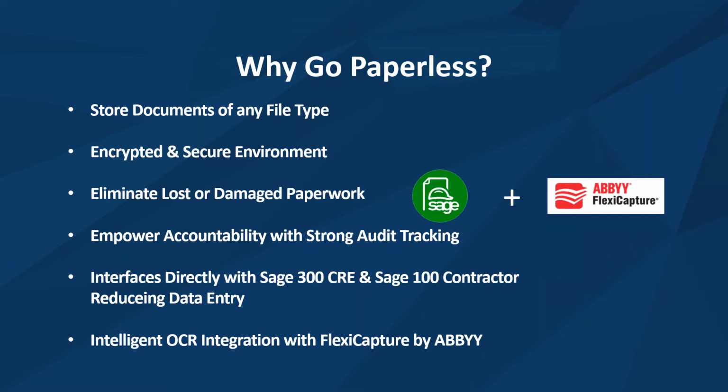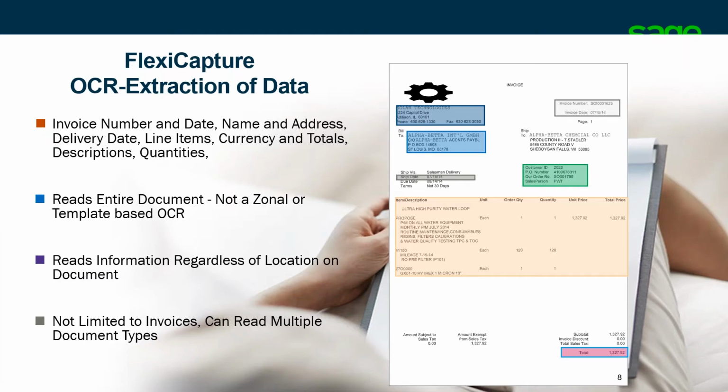All right. So as I suggested, FlexiCapture is that OCR technology that will allow you to automate the capture of information from your documents. FlexiCapture is a tried and true software that has been around for well over 10 years and now integrates with your Sage accounting system. So what you see here is a sample invoice with some common fields that you may want to capture.